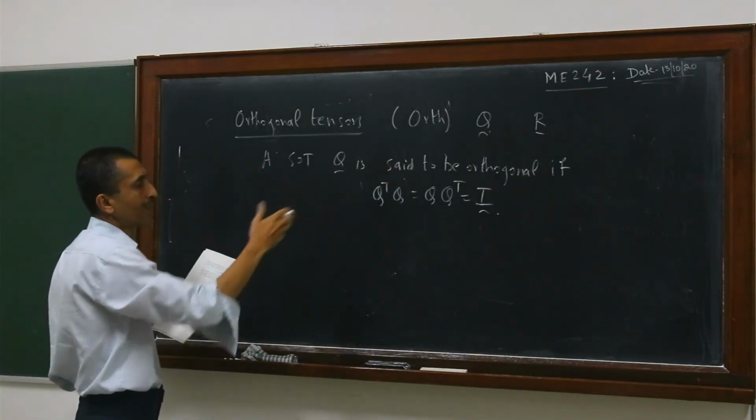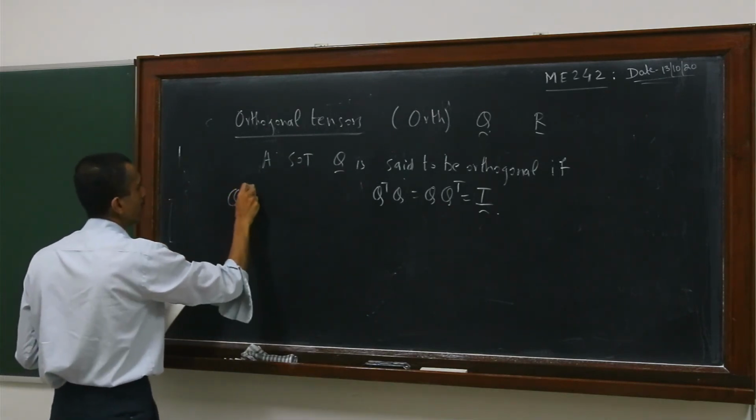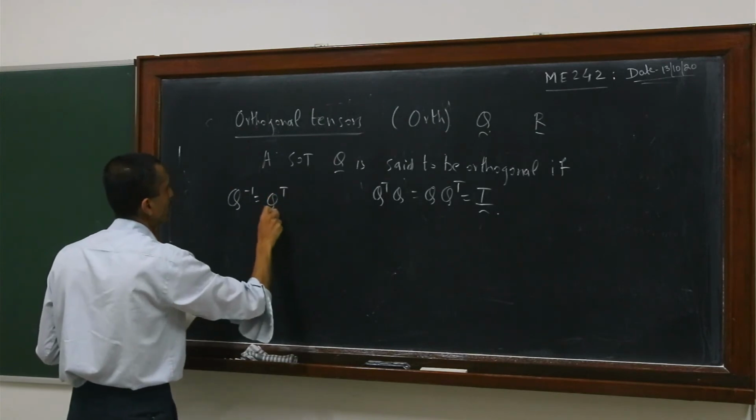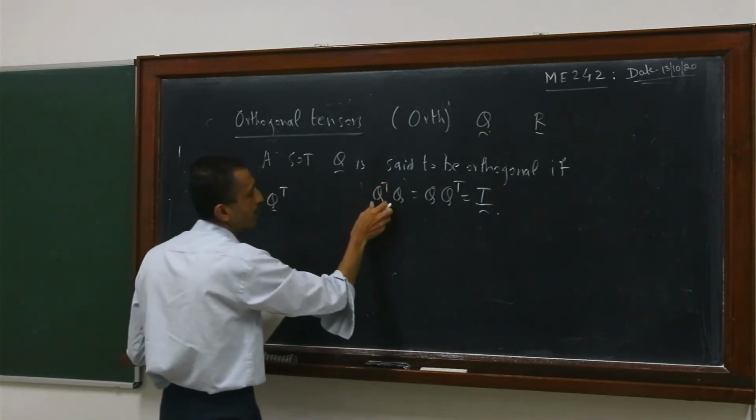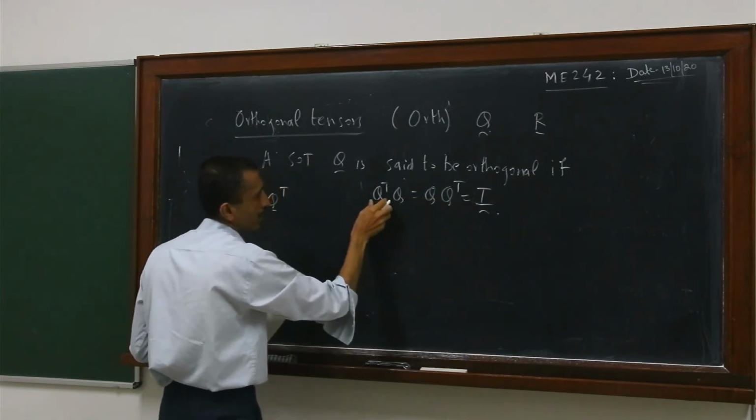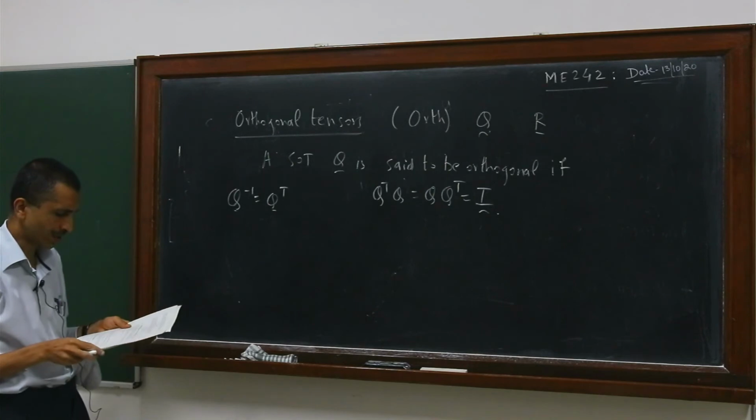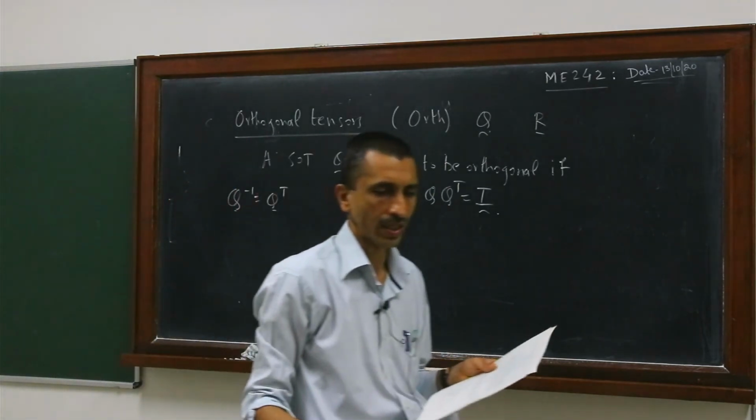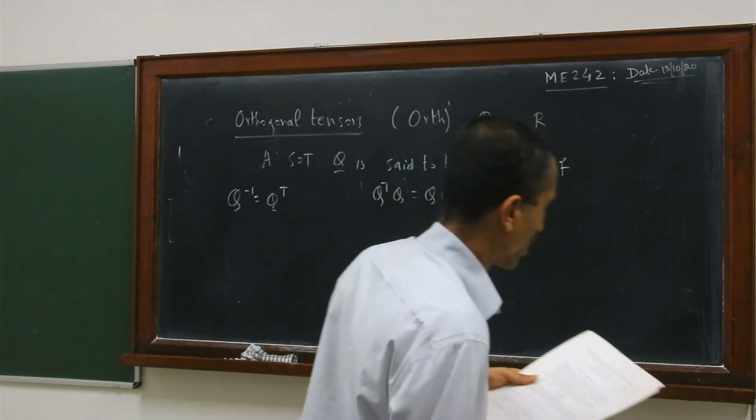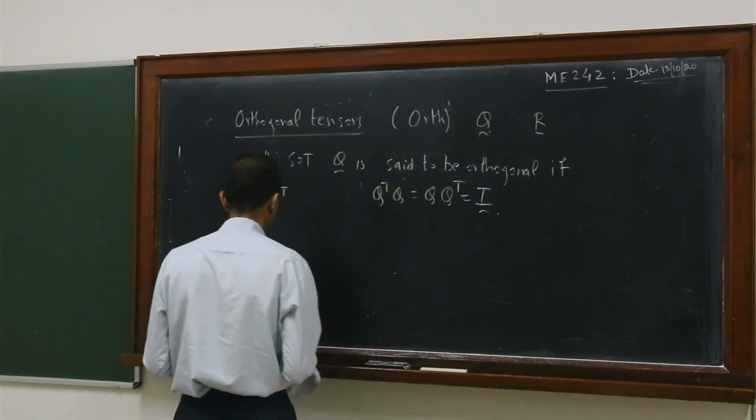So from this definition, you can easily see that Q inverse is equal to Q transpose. So typically, if you write Q inverse Q, that is identity. So here basically your Q inverse is equal to Q transpose. When the inverse is equal to the transpose, that is when we call it an orthogonal tensor. Fine. So let us look at some of the properties of an orthogonal tensor.